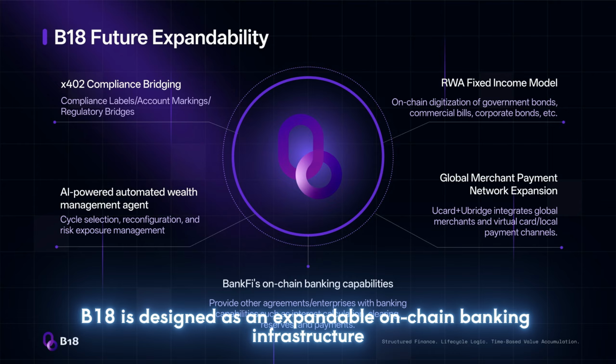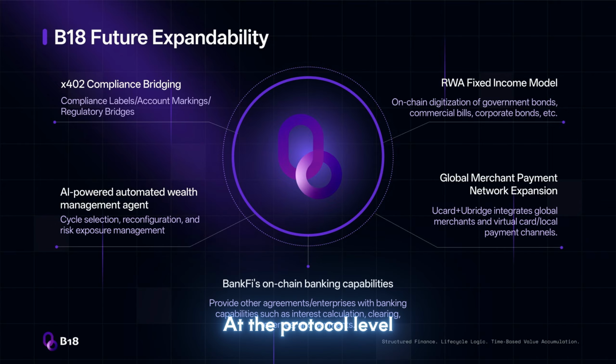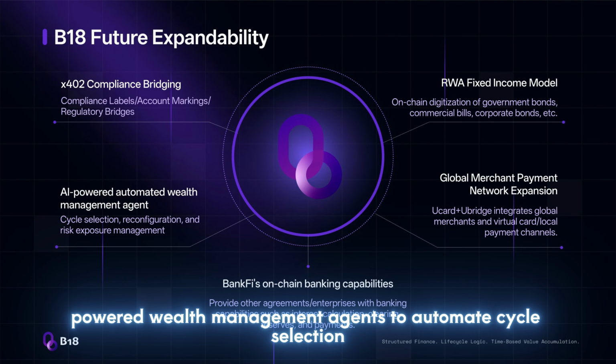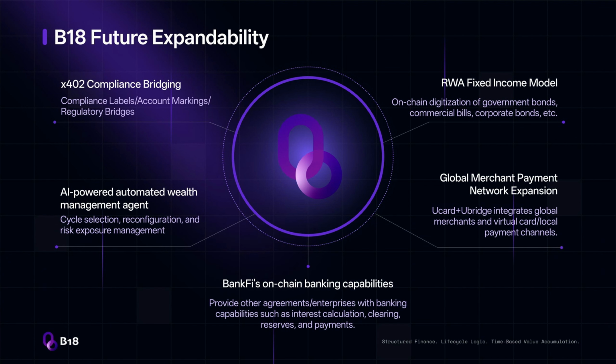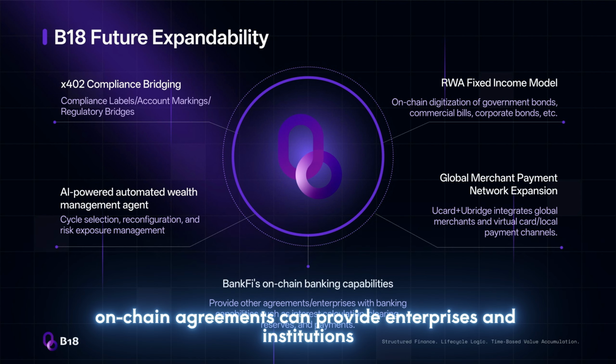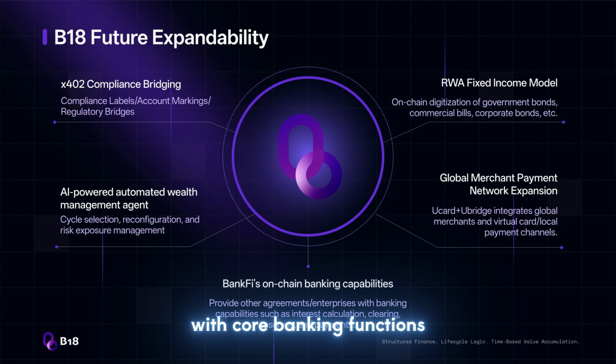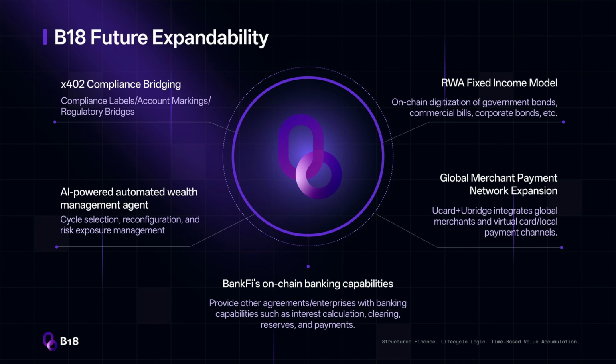B18 is designed as an expandable on-chain banking infrastructure. At the protocol level, B18 enables AI-powered wealth management agents to automate cycle selection, reconfiguration, and risk exposure control. Through BankFi, on-chain agreements can provide enterprises and institutions with core banking functions, including interest calculation, clearing, reserves, and payments.